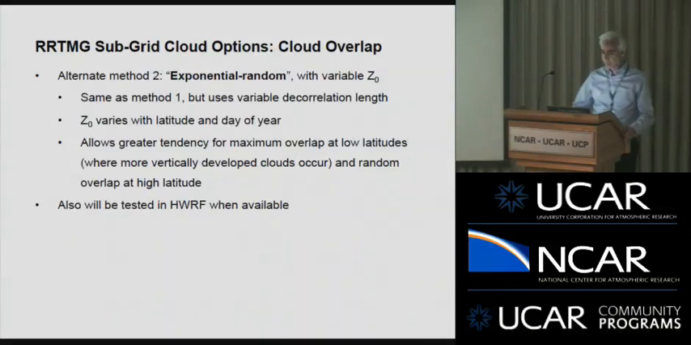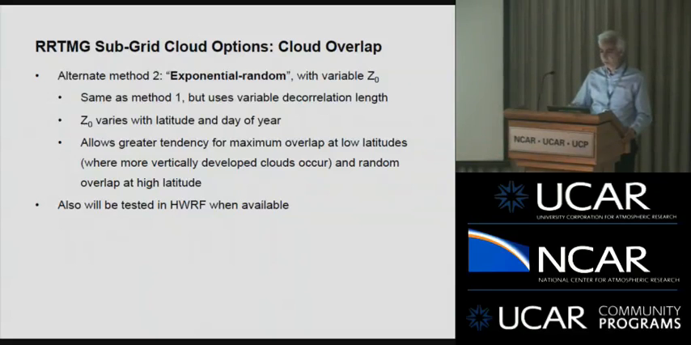I'm going to mention here for completeness that there is another way to do the exponential random that we have not yet tested. And this is to use a variable value for this decorrelation length. It's otherwise the same as the previous method, but here the z naught is allowed to vary by latitude and day of the year. And this gives you a little more flexibility for defining where maximum would be used or where random would be used.